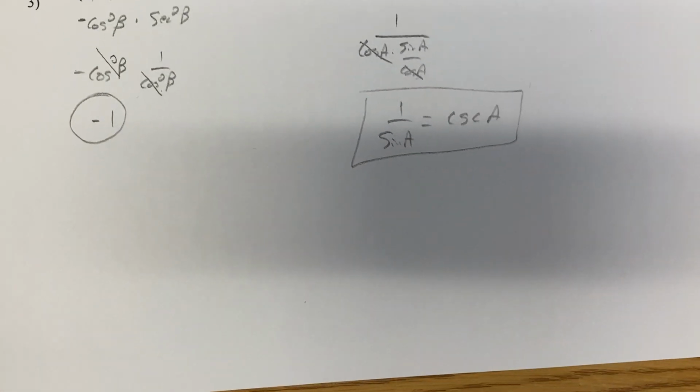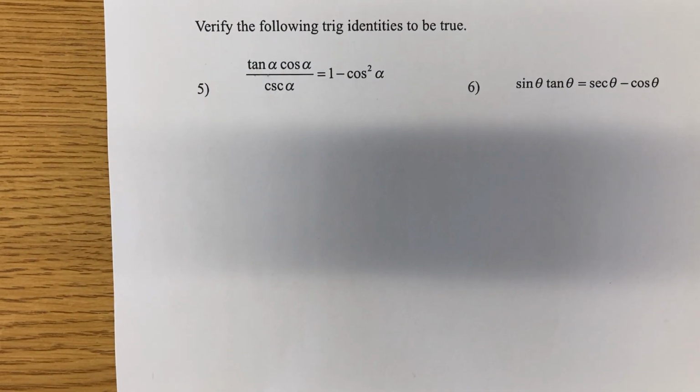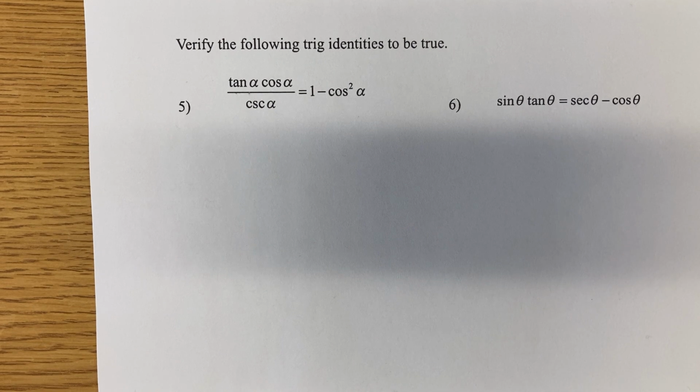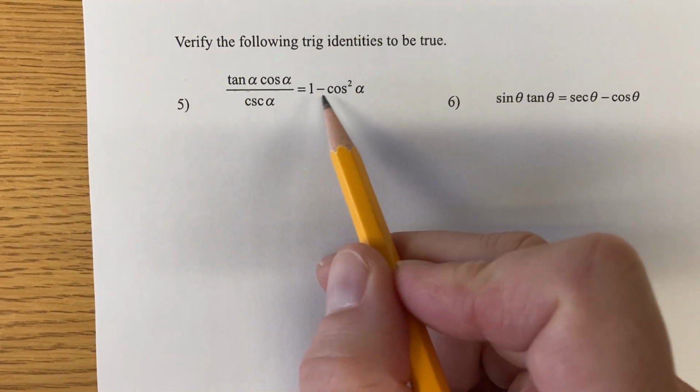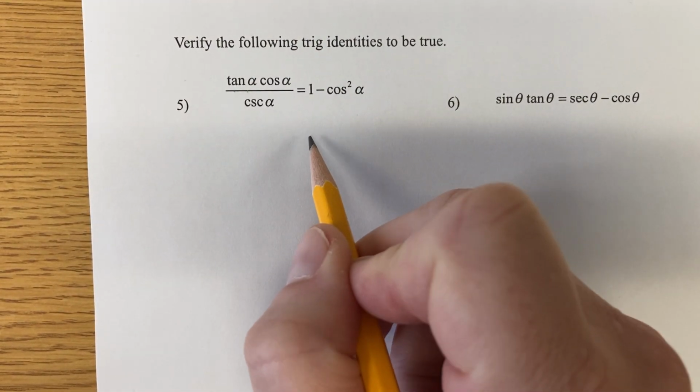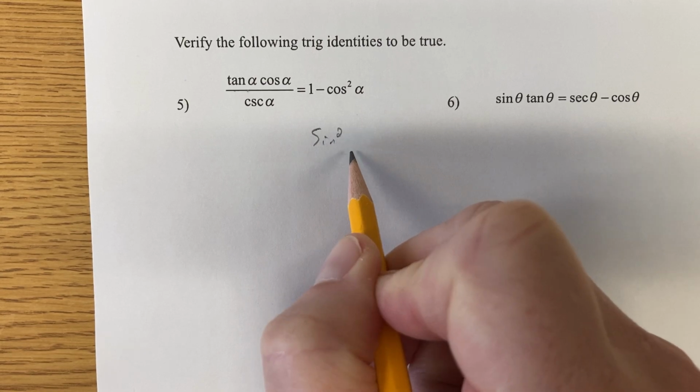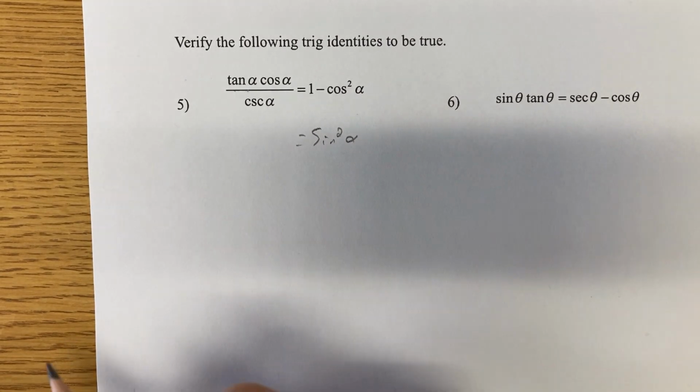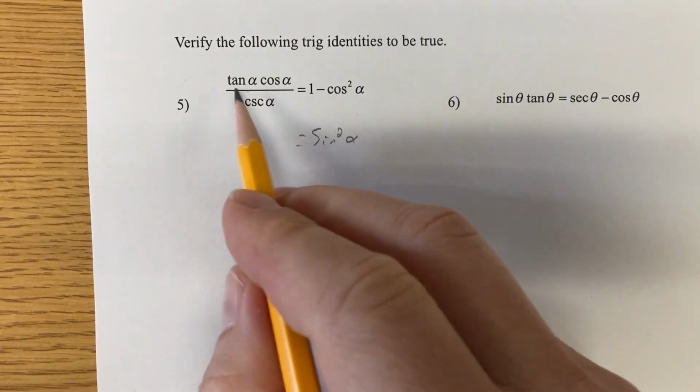Okay? So there's the first page. Then the second page, or the back page here, was trying to verify, so we know where we're trying to head with these. We just need to make it happen. So right away I see 1 minus cosine squared. I know that that's equal to sine squared. So I'll make that sine squared real quick. So that's where I'm trying to get this to head to.